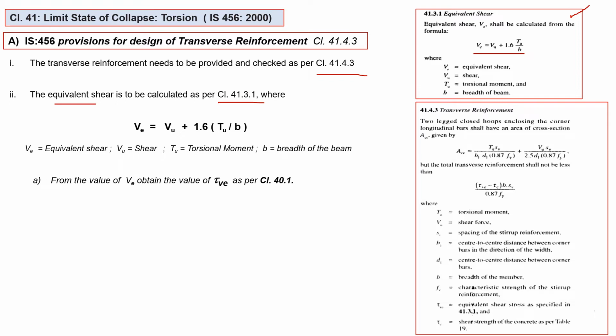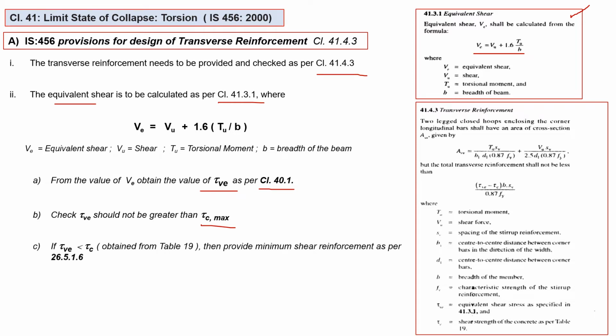Now, from this value Ve, that means we have calculated the equivalent shear value. Based on this equivalent shear value, we will calculate the equivalent shear stress as per clause 41.1, that means tau Ve is equal to Ve by b into d, as we used in the previous types of numericals. Now, the second point is we have to check whether this equivalent shear stress is greater than or less than tau c max. Tau c max means the maximum shear strength carrying capacity of the section based on the grade of concrete.